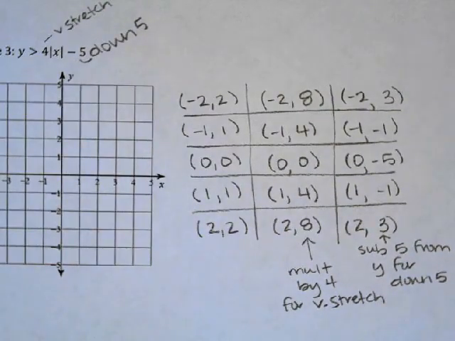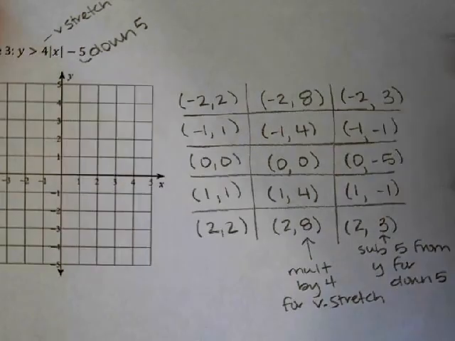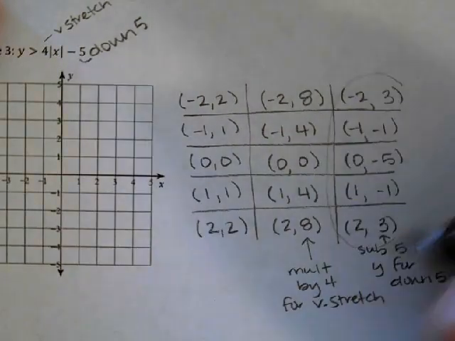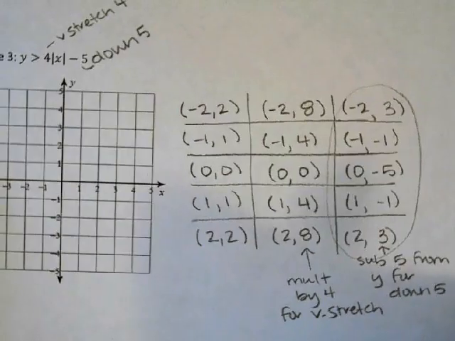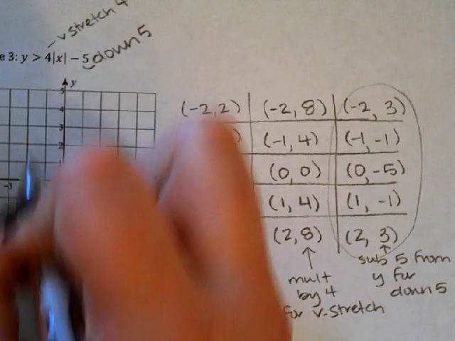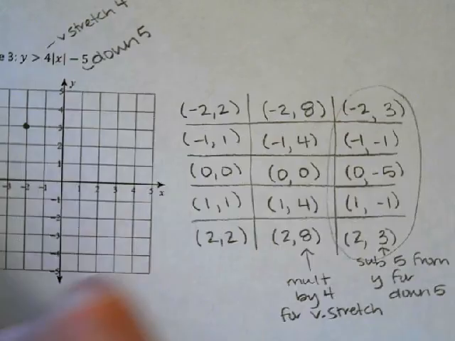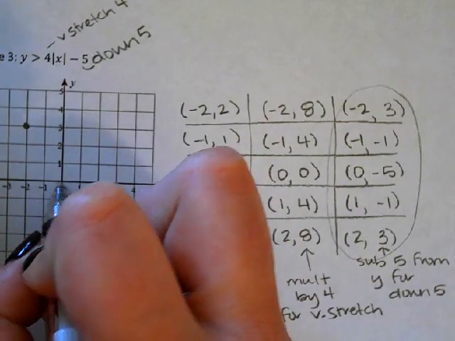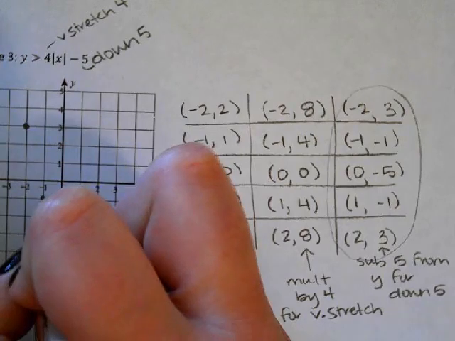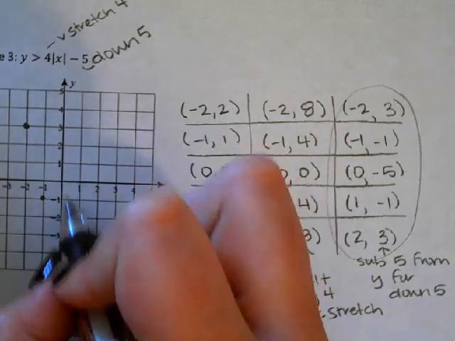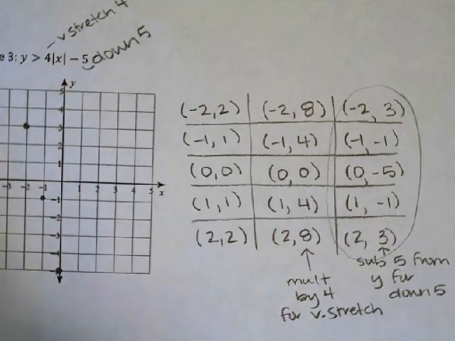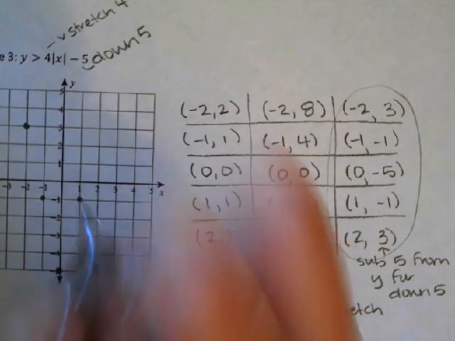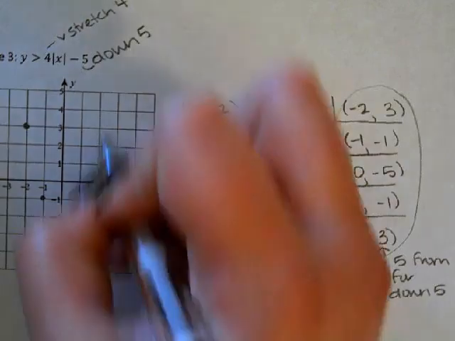So once we've done that, then that column is our graph. So left 2, up 3, left 1, down 1, 0, negative 5, 1, negative 1, 2, 3. Okay, now be careful.